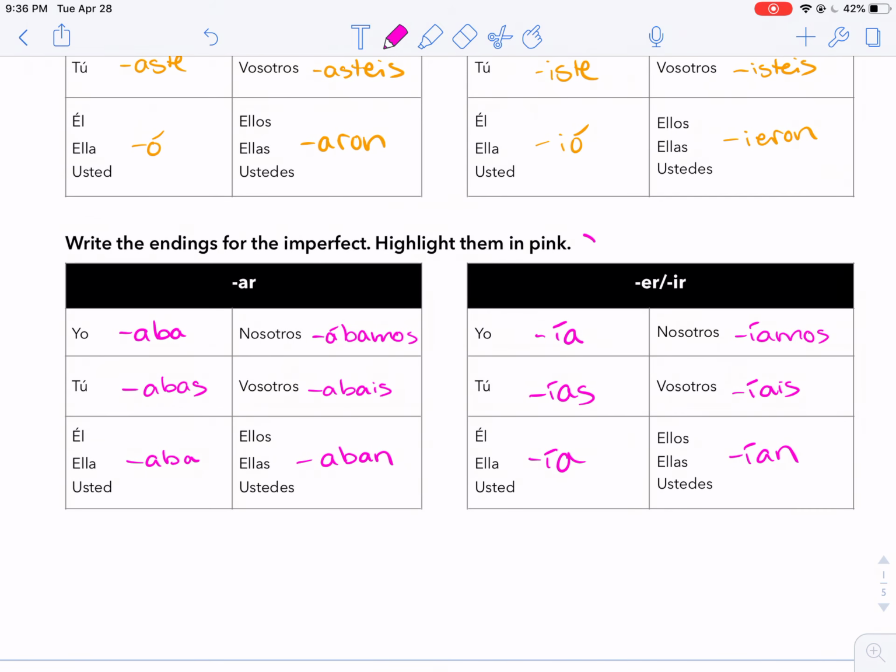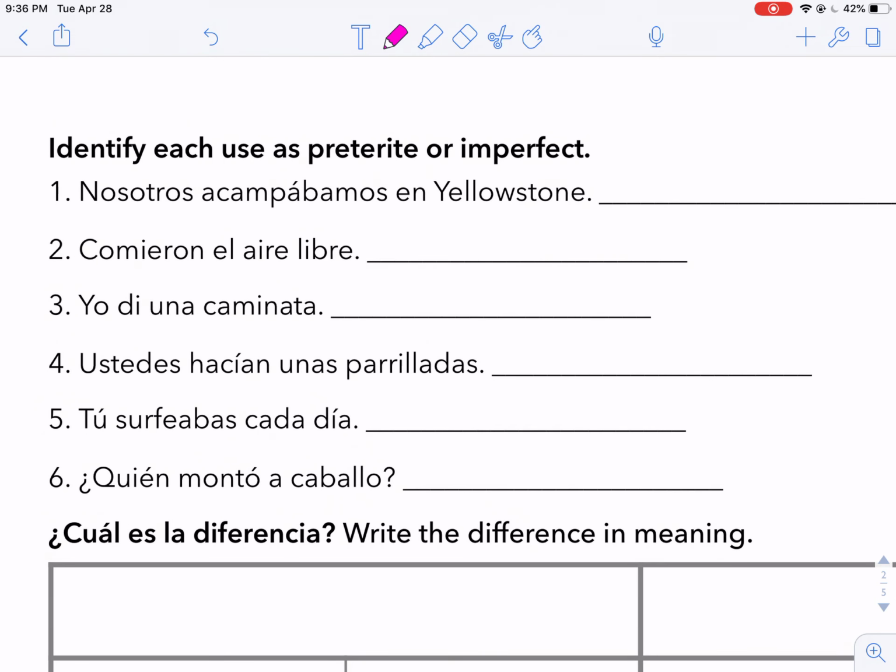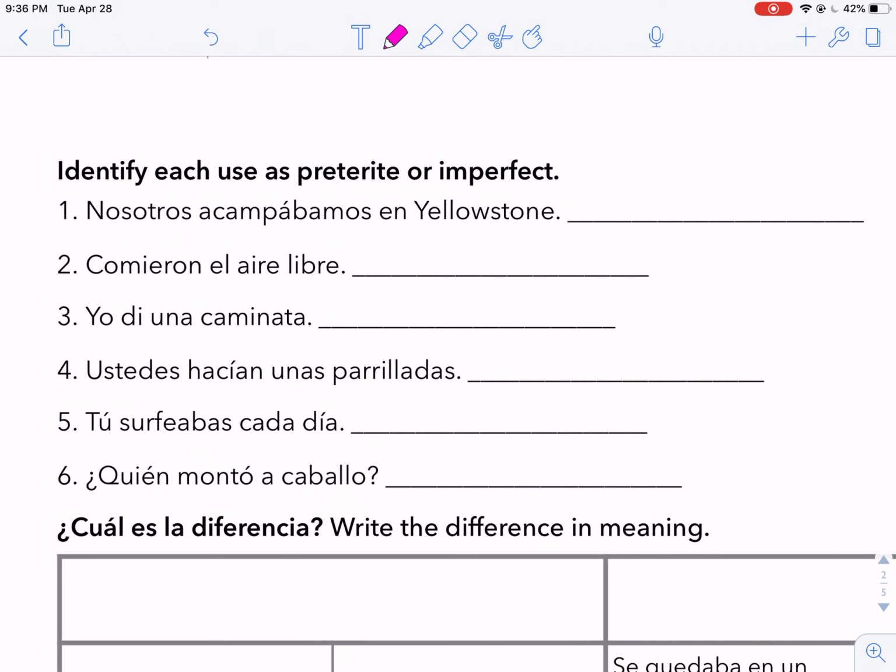That's why we love it. There are no stem changers. There are 3 irregulars. Era is what we use for ser. Iba is what we use for ir. And then veía is what we use for ver. So let's look at a couple sentences and then determine, hey, is that using the preterite or is that using the imperfect? Go ahead and fill them in yourself, and now we will check them.